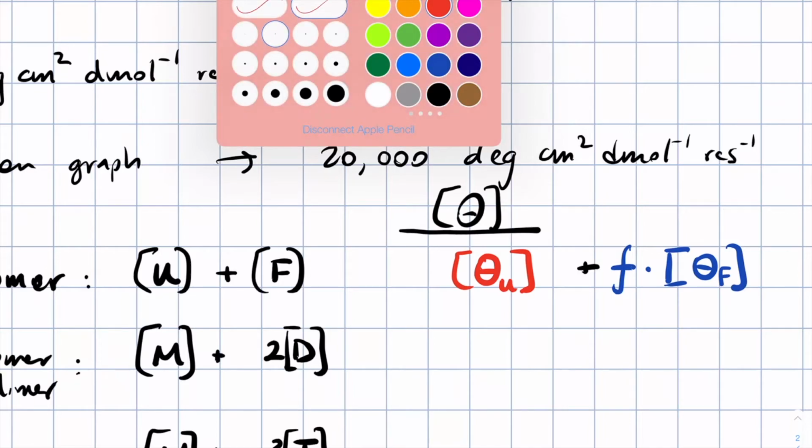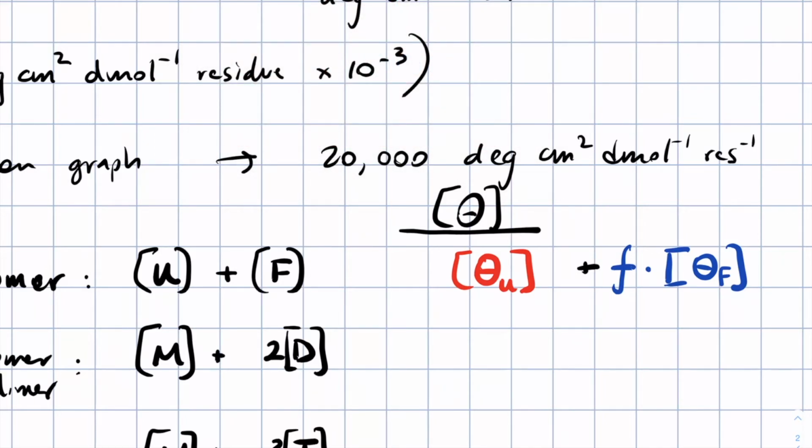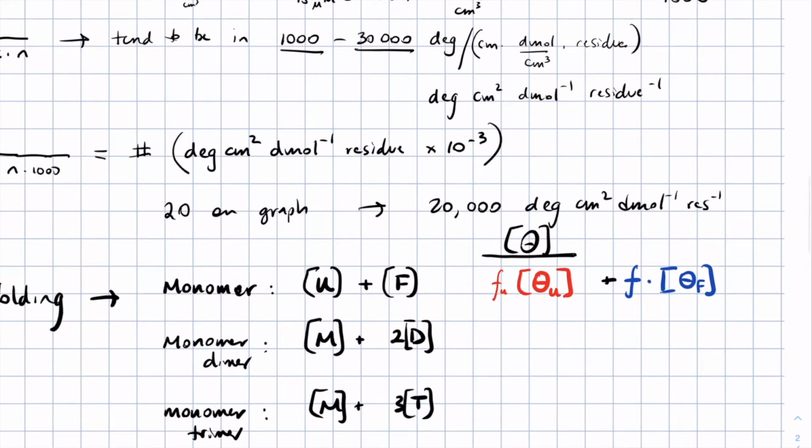And then we'll put fraction unfolded here for the signal of the unfolded state. In other words, the overall signal that we see is going to be based on the percentage of the folded state and the percentage of the unfolded state. So if we have 50% folded plus 50% unfolded, it's going to be 0.5 times the CD signal of the folded state plus 0.5 times the CD signal of the unfolded state.